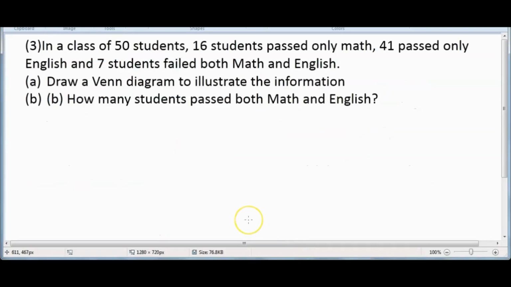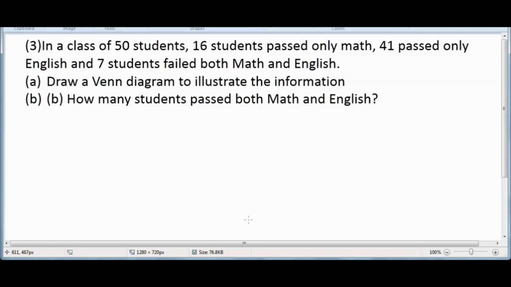Question 3. In a class of 50 students, 16 students pass only math, 41 pass only English, and 7 students fail both math and English. Draw a Venn diagram to illustrate the information. How many students pass both math and English?